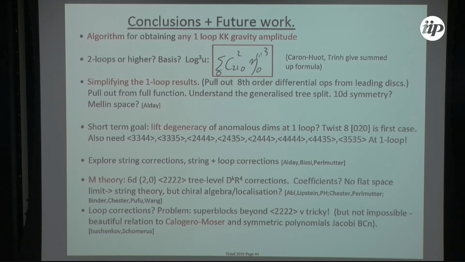There's a short-term goal that we have as an aim, if you like, which is to try and look at this degeneracy I mentioned. At twist 4, there's a degeneracy. We would need all these correlators at one loop, and then we could try and answer the question as to lifting that degeneracy, which I think would be interesting. Because also the degeneracy is another prediction of the 10D, as far as I understand. So whether it lifts or not has some impact on the 10-dimensional symmetry.